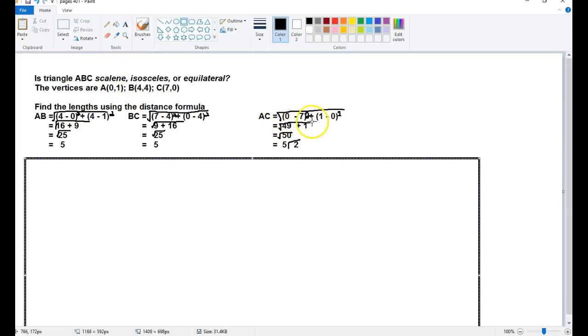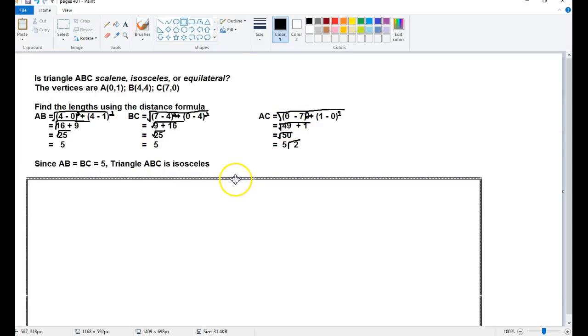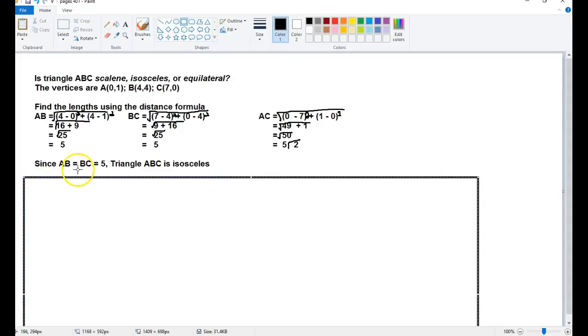0 minus 7 squared plus 1 minus 0 squared, which would be 49 plus 1, which is radical 50, which reduces to 5 radical 2. So we have two sides that are the same, that would be 5, and one that is not the same, so that means this triangle is an isosceles triangle. Now I'm going to give you a question basically doing the same thing with a triangle.